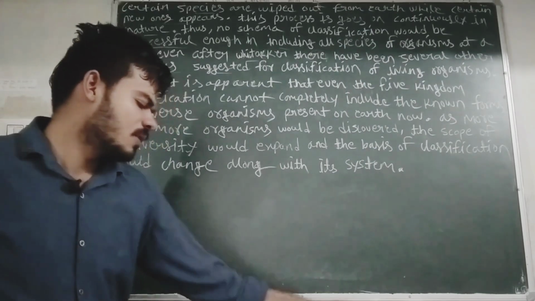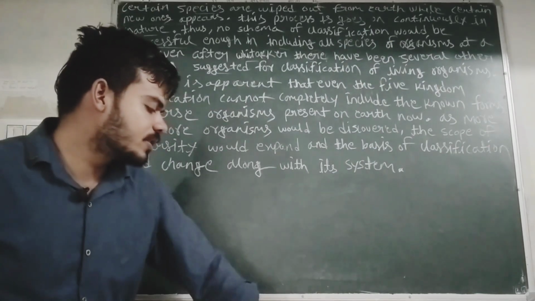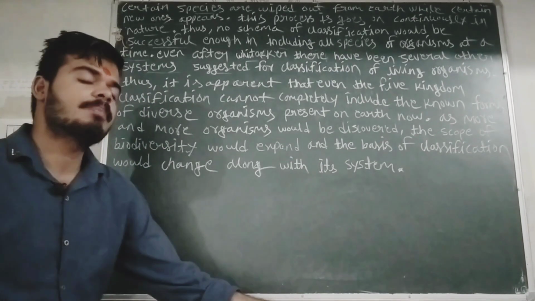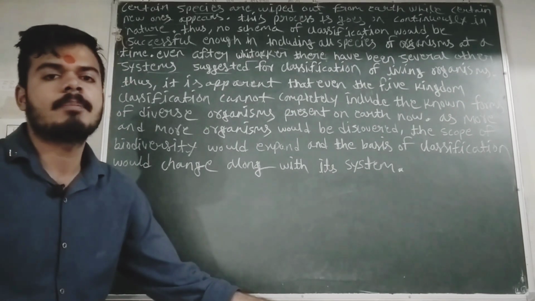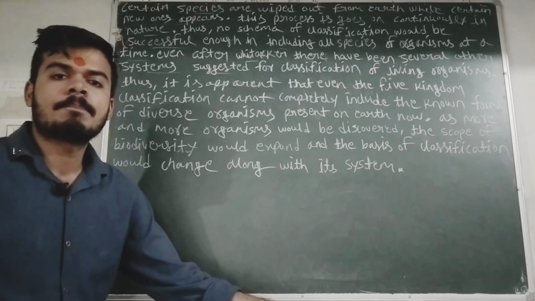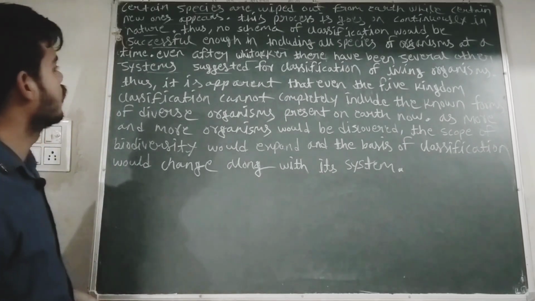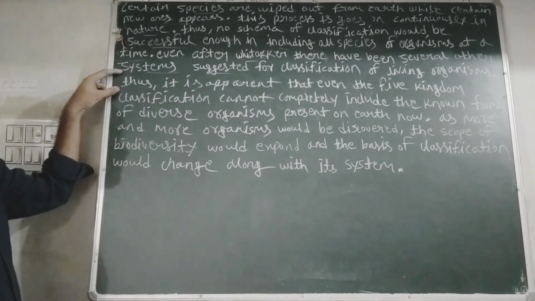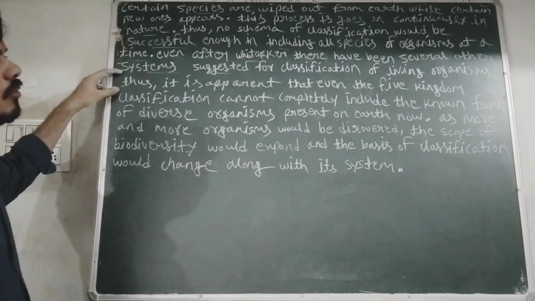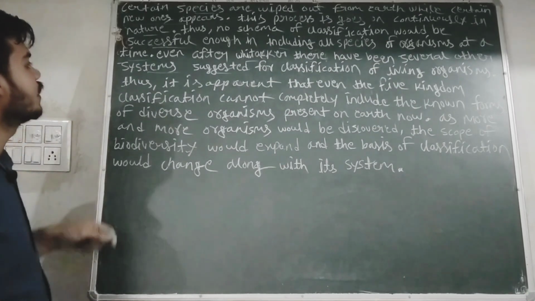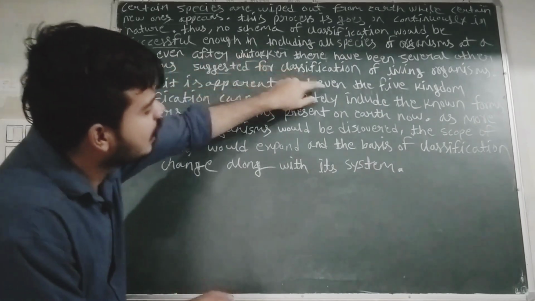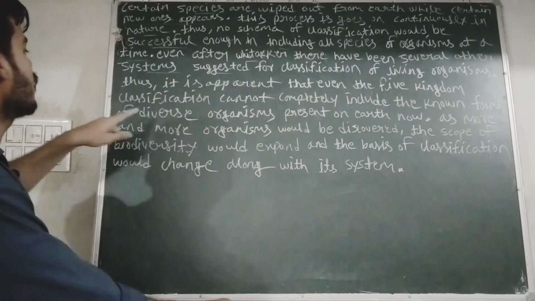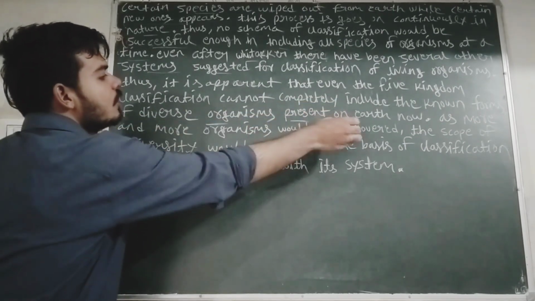We studied the classifications of many scientists, like R.H. Whittaker's 5 kingdom, Carolus Linnaeus's 2 kingdom, and John Ray. After R.H. Whittaker, many systems were suggested, but we can't say that any system is complete. Thus, it is apparent that even the 5 kingdom classification cannot completely include the known forms of diverse organisms present on the earth.